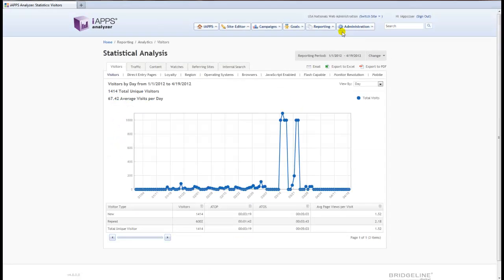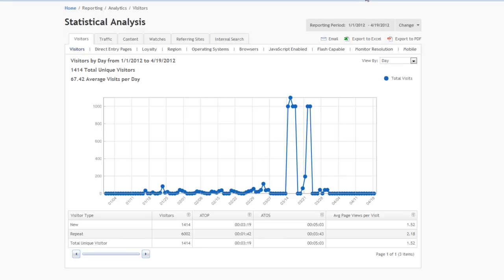So here in our first screen, we're going to see visitor type: new, repeat, and total unique. And one nice thing about Analyzer is if you ever have a question about what anything means, you can hover over the I, and you're going to get a description about what that column means.